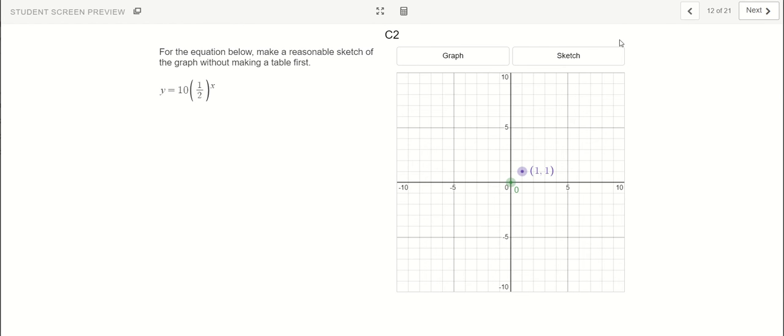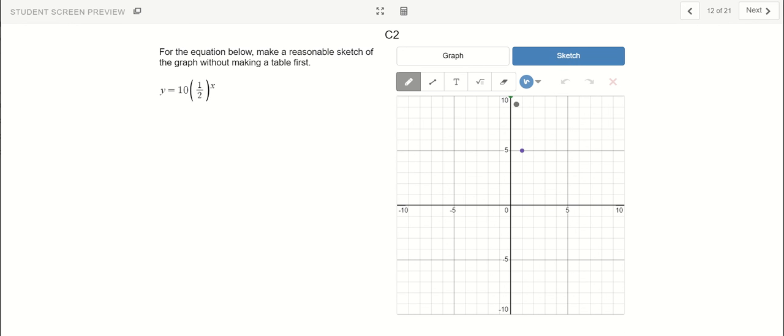Okay. Now for C2, this time we're starting at 10. So I'll put my green starting point at 10. And I know that the next jump is going to be half of what it was before. So the next jump will be half of this, which would be 5. So my sketch, this one's going to be going down because I have a fraction. All right, we're cutting this in half, and it curves.